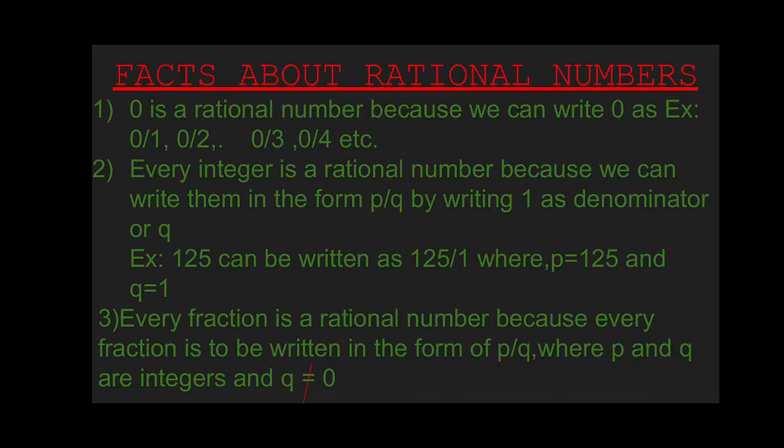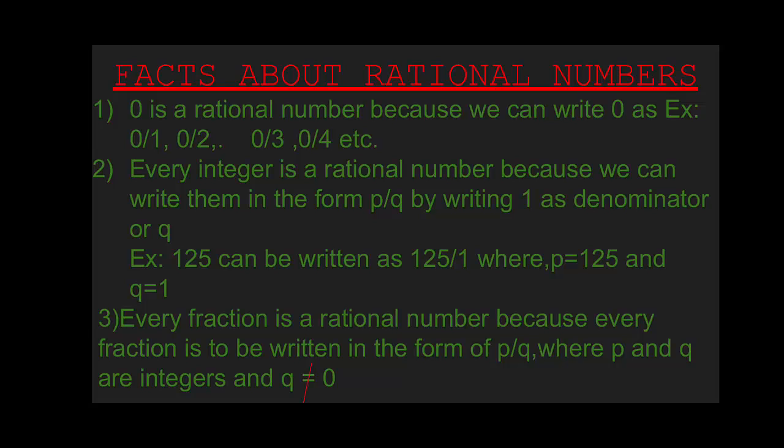Some facts about rational numbers. 0 is a rational number because we can write 0 as 0 by 1, 0 by 2, 0 by 3 and 0 by 4. So any number which can be expressed in the form p by q is called a rational number. So we can express 0 in this format: 0 by 1, 0 by 2, 0 by 3 and 0 by 4.